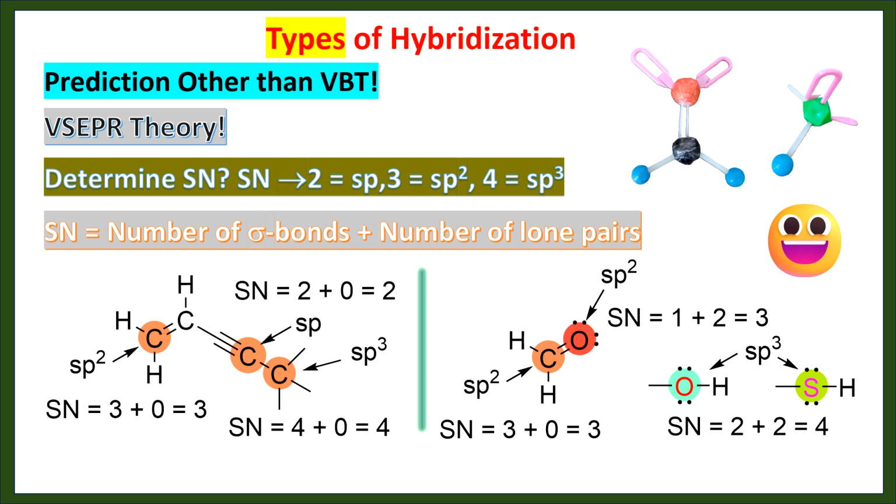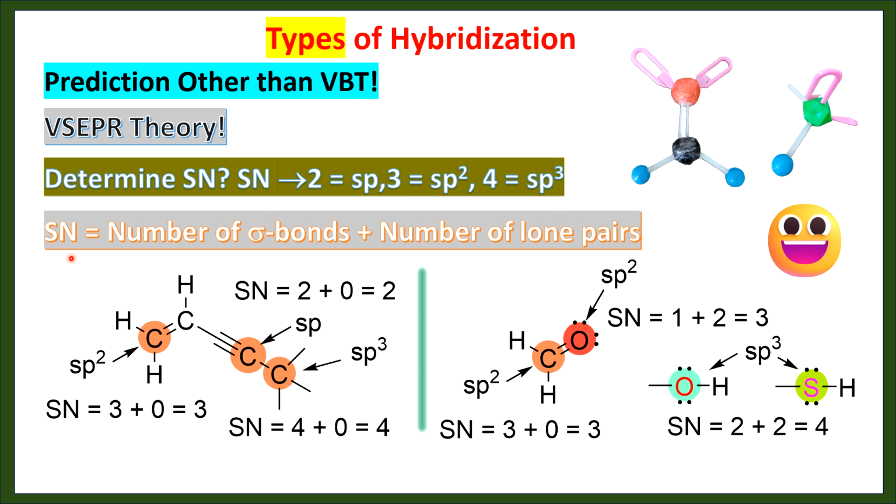Now we have seen earlier that hybridization can be determined by valence bond theory, but is there any other theory which can determine the hybridization? Yes, it is the VSEPR theory. Sn means steric number. Steric number 2 means sp hybridization. Steric number 3 means sp2 hybridization. If steric number is 4, then it is sp3 hybridization.